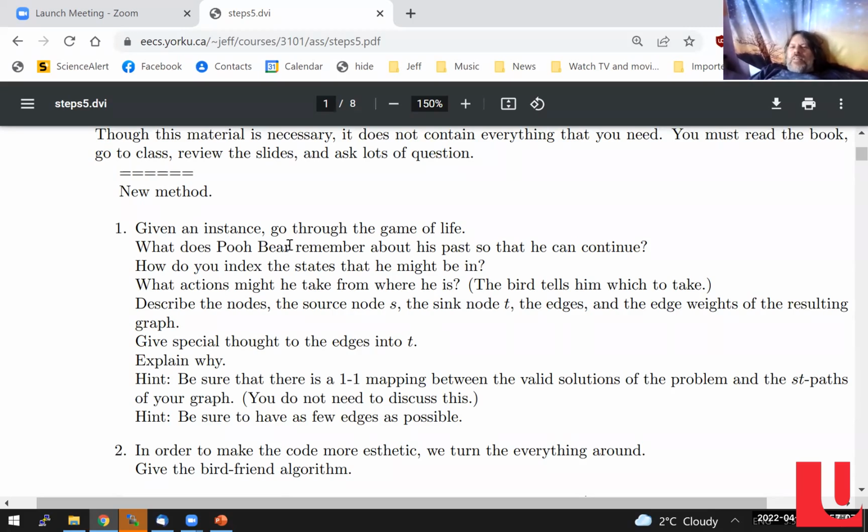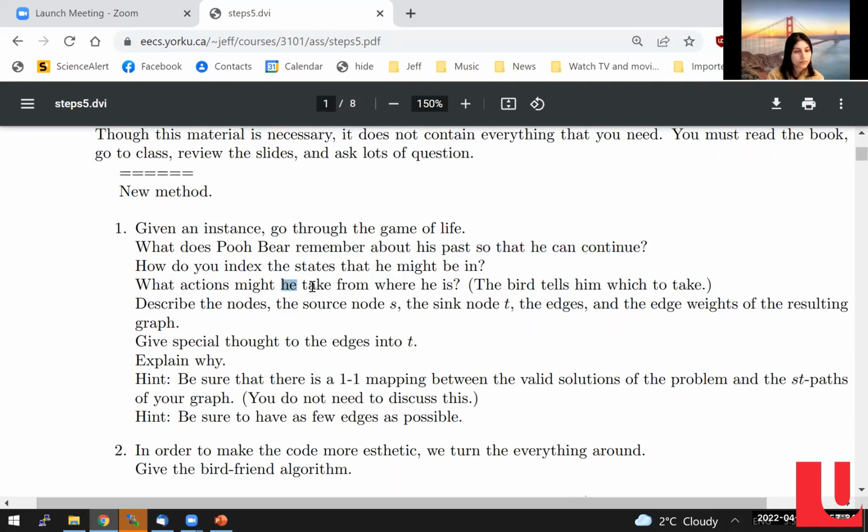I'm considering the objects one at a time, and I decide which one to put in the knapsack. What do I remember about my past? I remember which object I'm considering next and how much of my knapsack I filled so far. I'm going to index those by I and V prime.